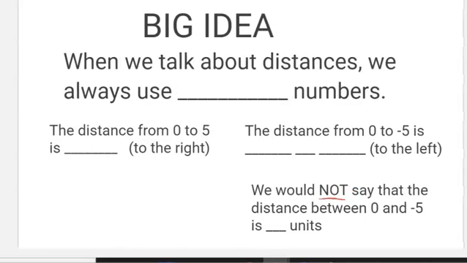So our big idea was this. When we talk about distances, we always use positive numbers. Always, always, always, always. The distance from 0 to 5 is 5. The distance from 0 to negative 5 is also just 5 units. They're just to the left. Okay, we would not say that the distance between 0 and negative 5 is negative 5 units. You can't be negative 5 feet from something.